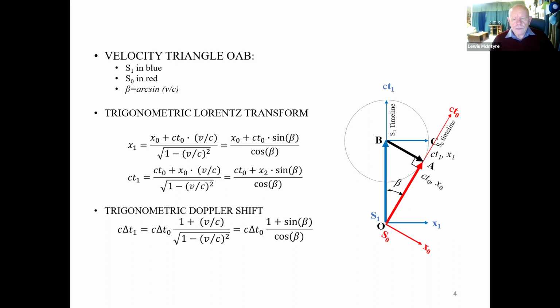For BC equal to velocity times time in S1, this defines the difference of direction, the angle beta, between reference frames S0 and S1, the sine of which equals V over C. This allows the Lorentz transform and Doppler shift to be written trigonometrically as shown. The Lorentz transform simply equates the measurement of event A in S0 to a measurement C in S1.